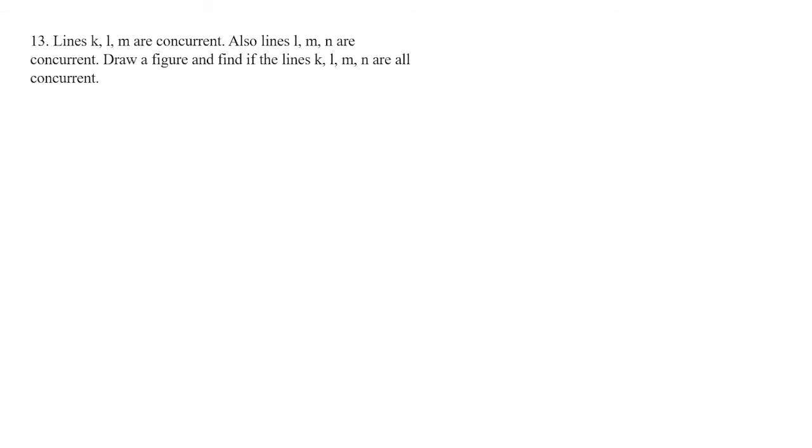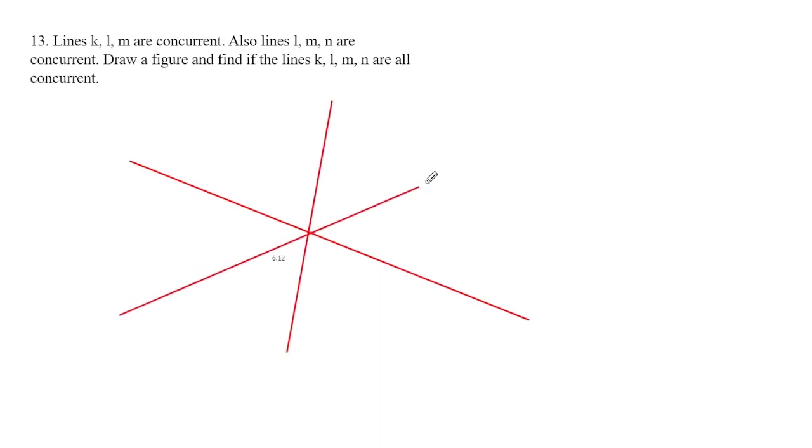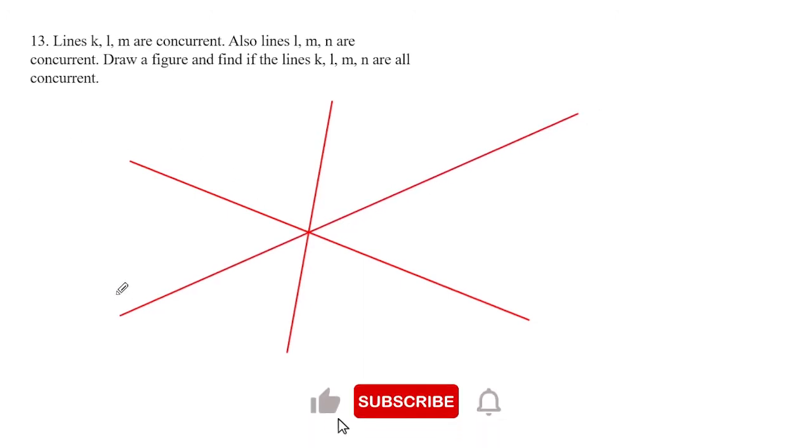Lines K, L, M are concurrent. Lines L, M, N are concurrent as well. Draw a figure and find if all the lines are concurrent. So we will draw a line. So we have this line over here. We have another line over here. And we have another line over here. Okay, let's draw arrow marks to represent they go on and on forever.